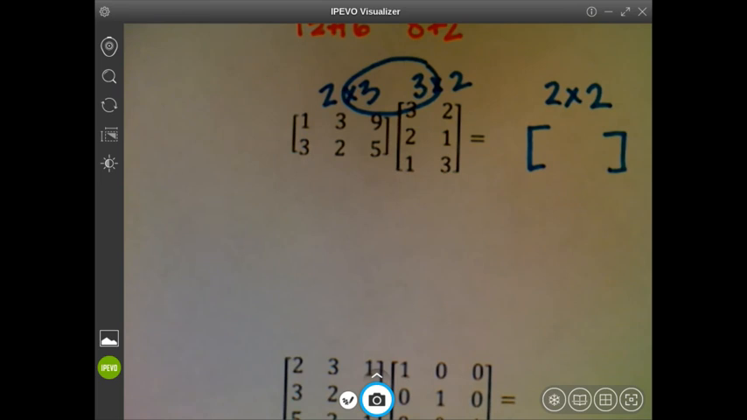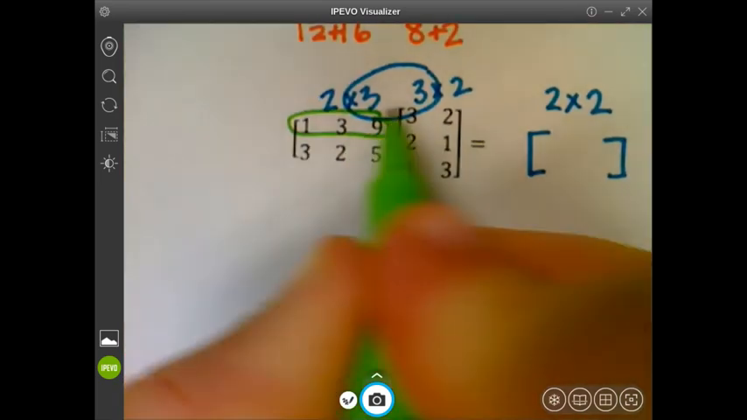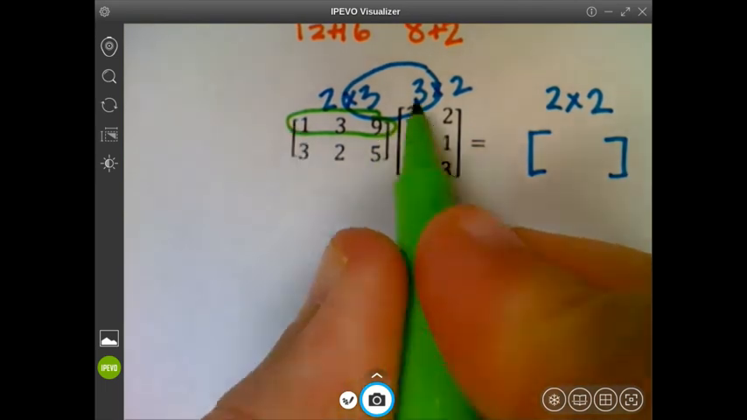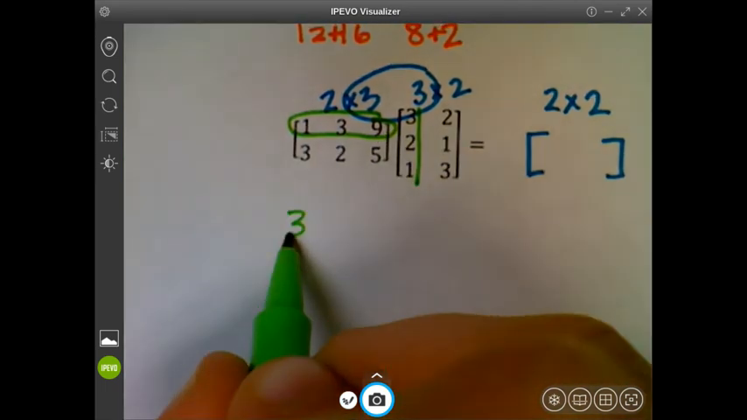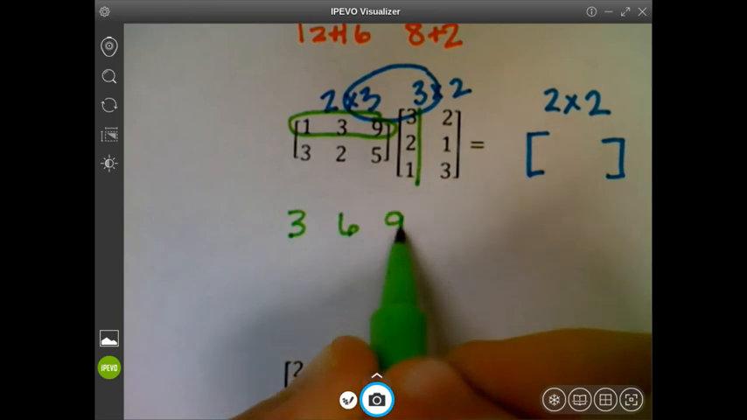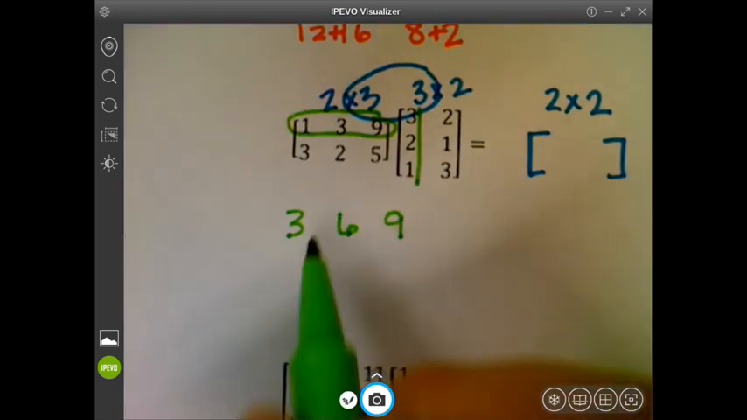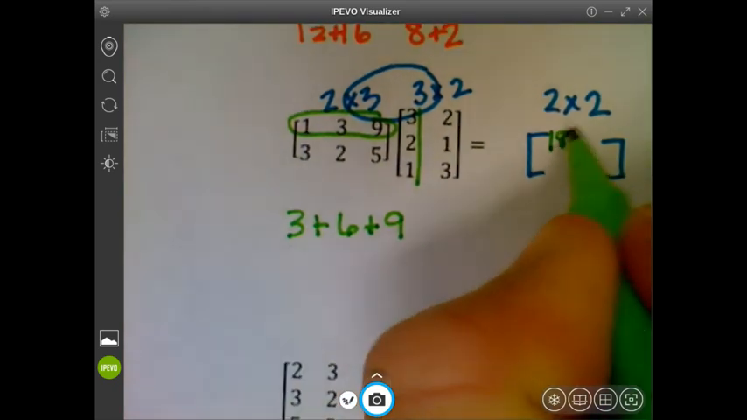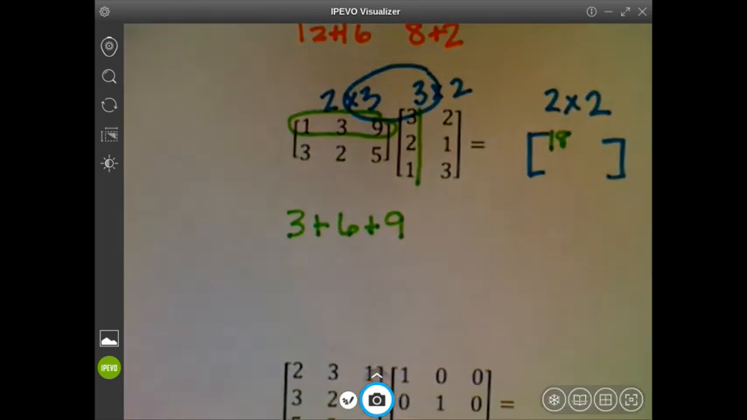All right, so we're going to do row times column. So first row, first column. So now we have 3 things to multiply by 3 things. So it'll be 3, 6, and 9, right? First ones, second ones, third ones. Add them all up. That'll give us an 18 in that first spot.